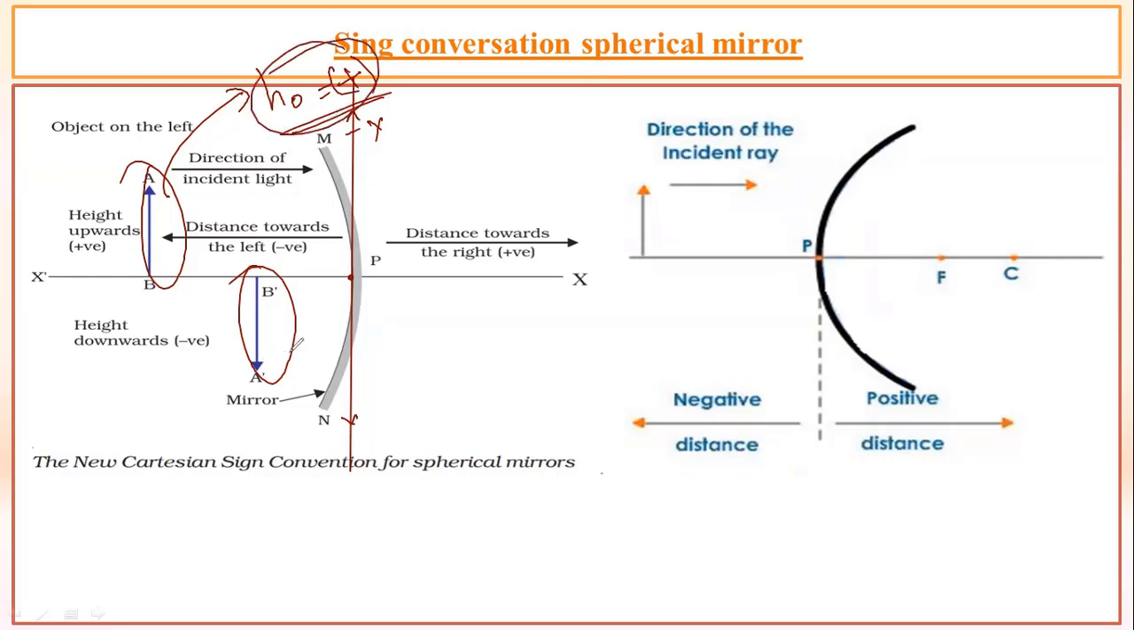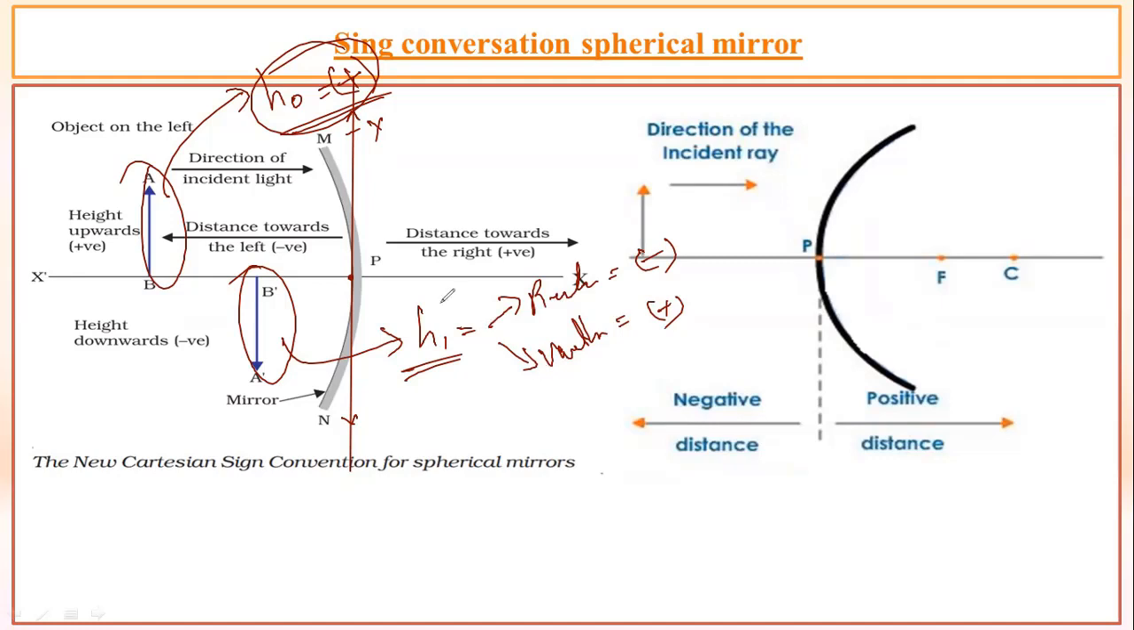Whereas for the height of the image which is going to form over there, that will be in two different conditions. If it is real, then it will be negative, and if it is virtual, then it would be positive. So again, you have to remember this. As we discussed earlier, the distance of the image will be negative for the case of real, and positive for the case of virtual.